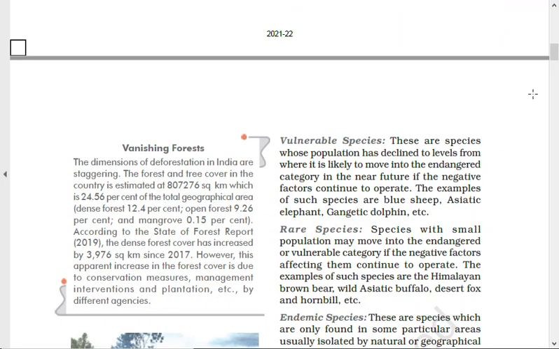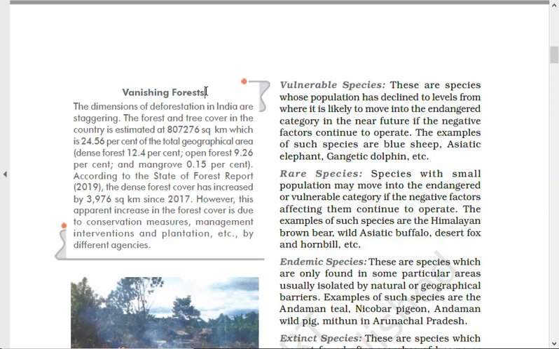Now I'm at the next page, which says vanishing forest. You have to remember the data here a little bit. The dimensions of deforestation in India are staggering. The forest and tree cover in the country is estimated at 807,276 square kilometers, which is 24.56% of the total geographical area of India. So that's good. Let me tell you that when we were students, we used to study that only 19% of forest is left in India, right?